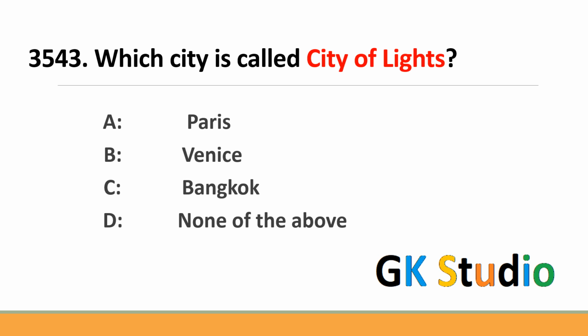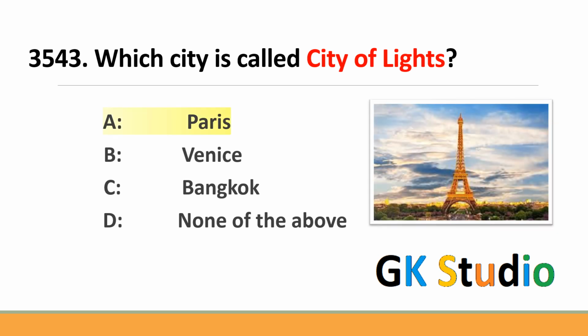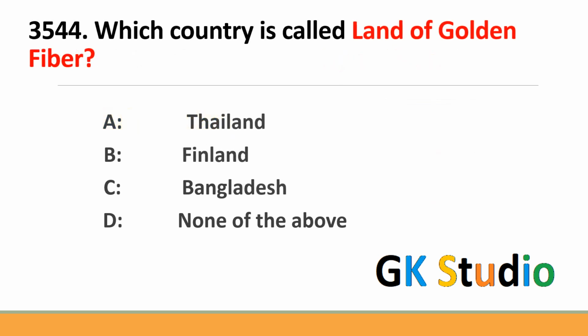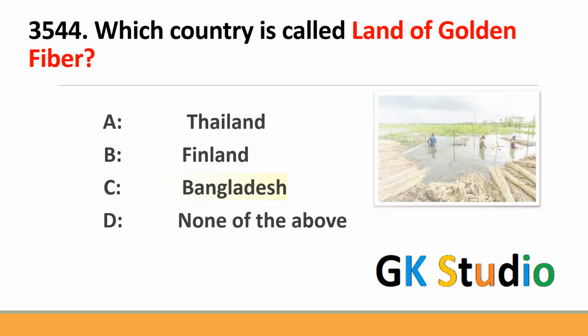Which city is called the City of Lights? Paris is called the City of Lights. Which country is called the Land of Golden Fiber? Bangladesh is called the Land of Golden Fiber.